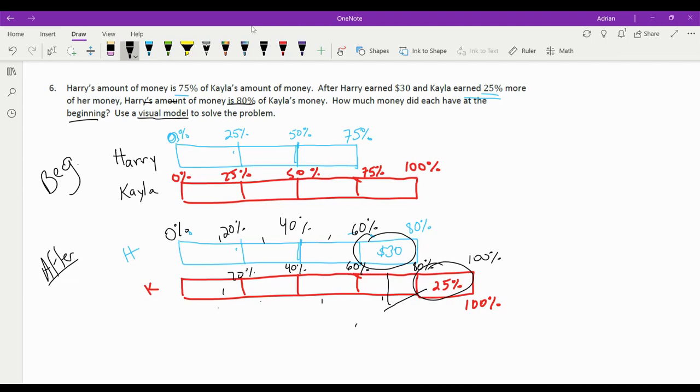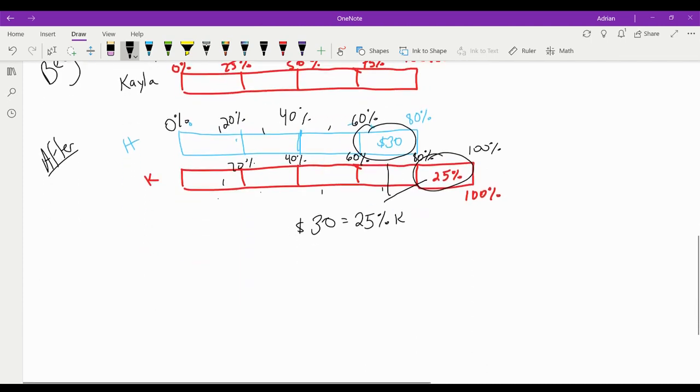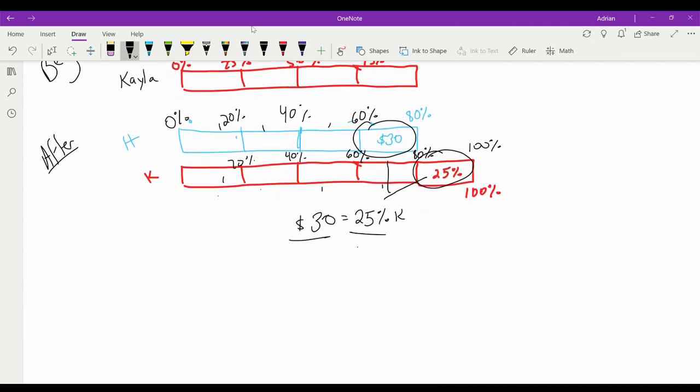So that means 25% of a number, Kayla, will give you the amount that she has, and that is what each unit is going to be. And so if I divide by 25% on both sides, 25% is the same thing as 0.25. 30 divided by 0.25.